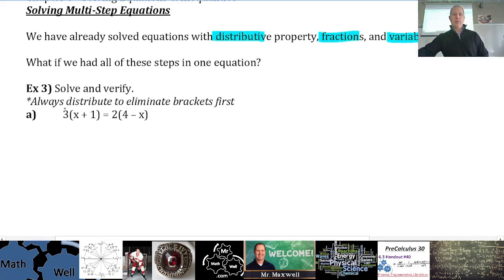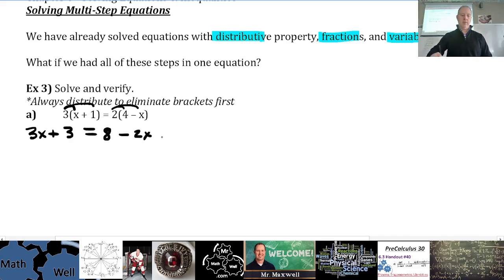So we're going to distribute that 3 inside those brackets. That's going to be 3x plus 3. Distribute the 2 inside the brackets. That's going to be 8 minus 2x. You see that? So distributing, check.